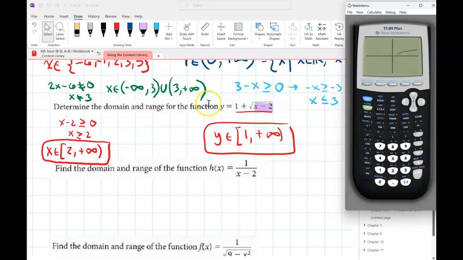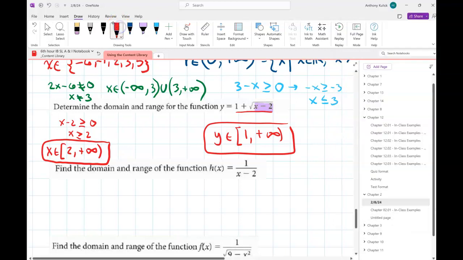I think you're allowed your calculator the whole exam, so if domain and range is hard, just look at the picture. Write down what you see, right? It's usually not more complicated than that. All right.